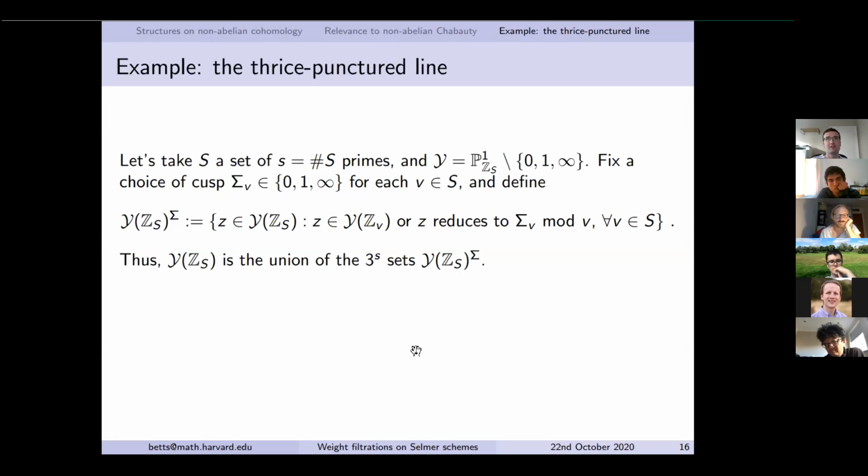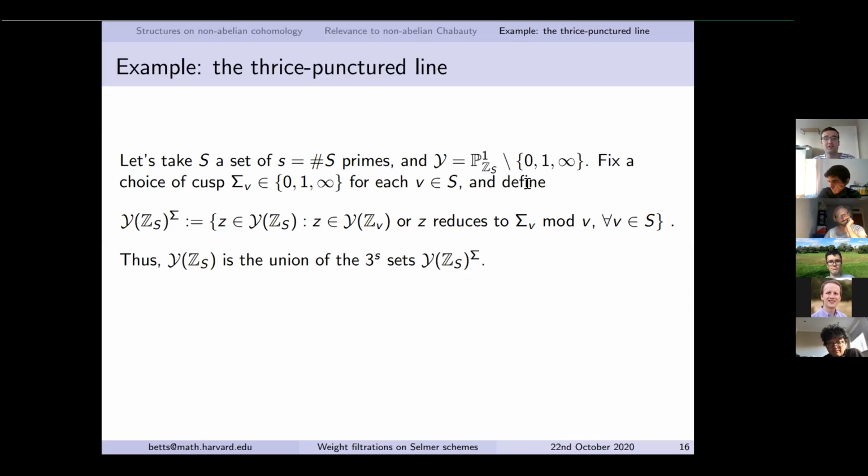So let's see how this all works in this particular setup. We'll take a finite set of primes, or I'll write little s for the number of primes in this set, just for notational convenience. And so the hyperbolic curve that we're interested in is the projective line over Z_S minus these 3 points, 0, 1, and infinity.